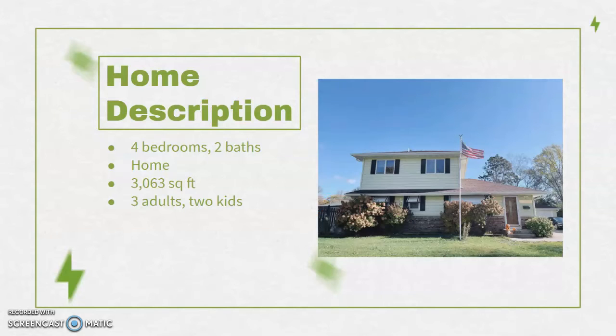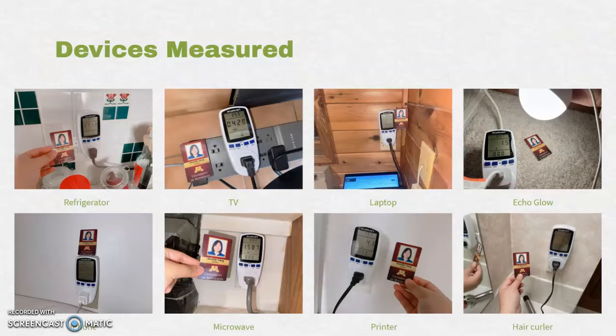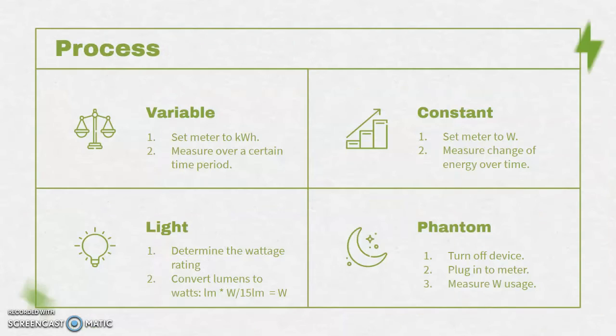I conducted my home energy audit in this 4-bedroom, 2-bathroom house that is about 3,063 square feet and is accompanied by 3 adults and 2 kids. There were 8 devices that I measured: the refrigerator, the TV, my laptop, an Echo Glow light, my phone, the microwave, printer, and hair curler.